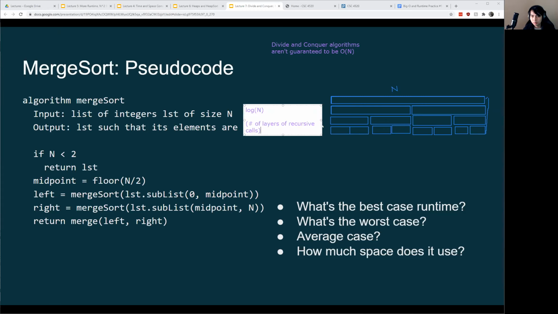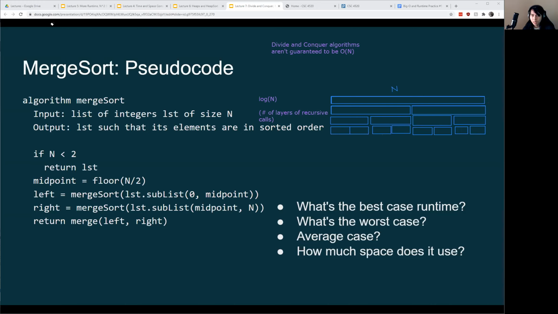All of the layers here represent a different set of recursive calls, right? The first one is the first call we ever make. The second one are the 2 recursive calls we make that split the list into half. Each half goes into a recursive call. Then there are 4 recursive calls, each with 1/4 of the list, 8 recursive calls, each with 1/8 of the list, so on and so forth.